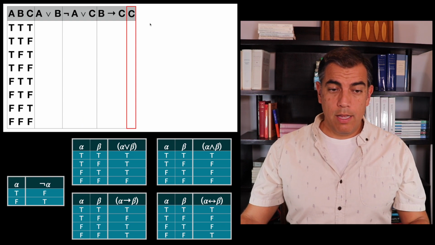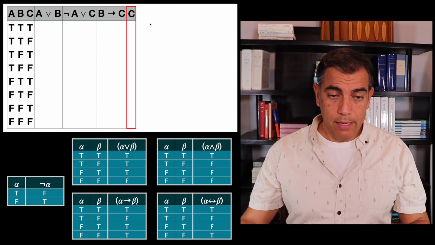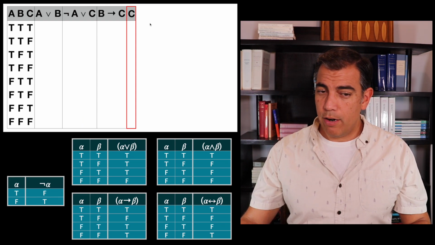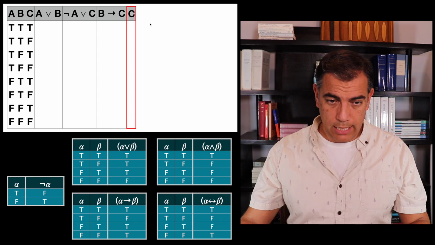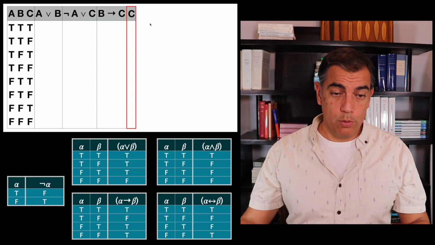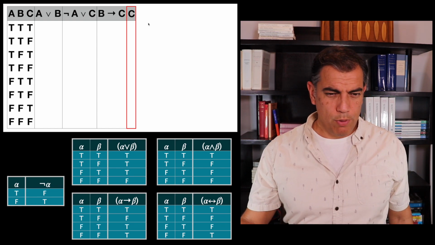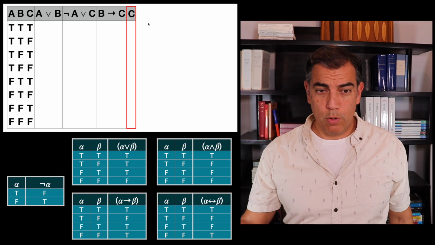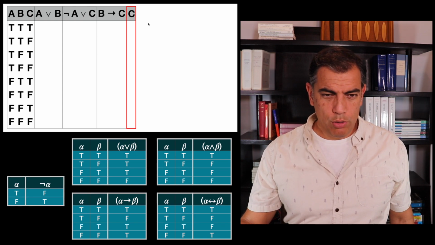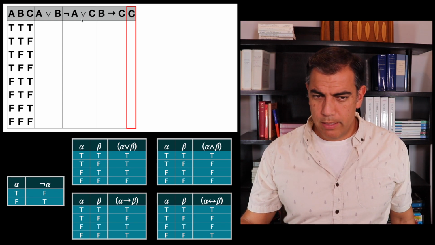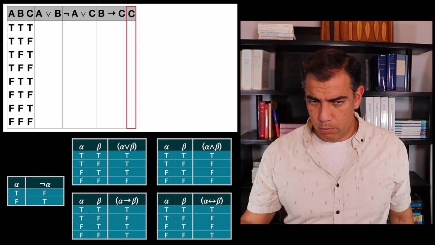Problem 6 has premise 1 is A or B. Premise 2, it's either not the case that A or C. Premise 3, if B is true, then C. Therefore, the conclusion is C. Given that first premise, either A or B is true, or at least one of those two is true. If A is true, then the second premise says not A or C is true. Well, not A is going to be false, so C will be true.